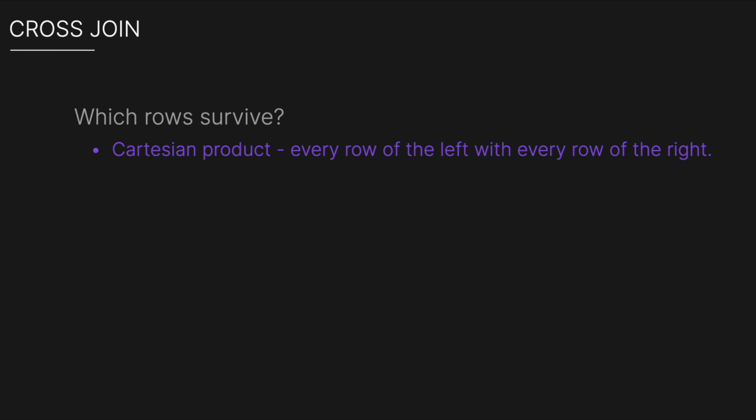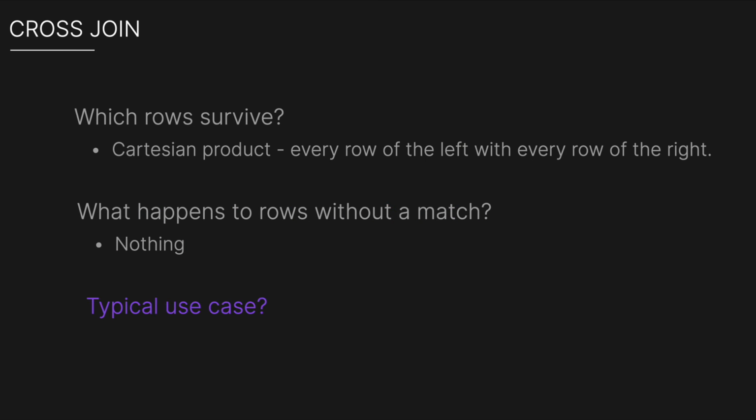So which rows survive? Well, it's the Cartesian product, so every row of the left with every row of the right. And so rows without a match, well, nothing happens. And then typical use cases include generating matrices, all color size combinations for a product, as well as potentially data science grids. So if you think of every model hyperparameter combination. And lastly, we have self join.